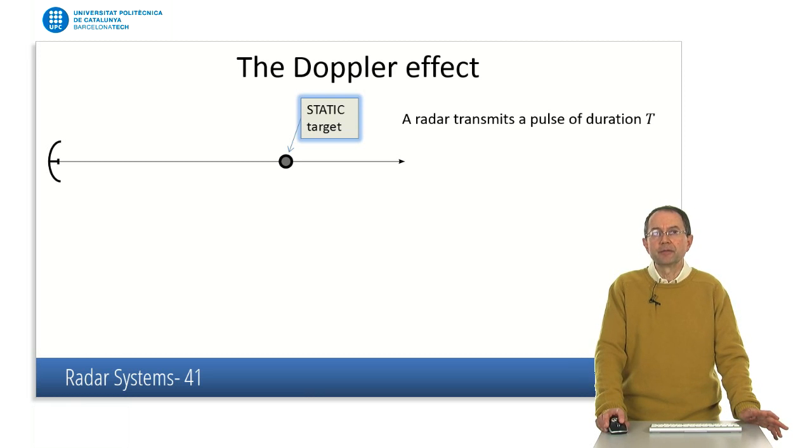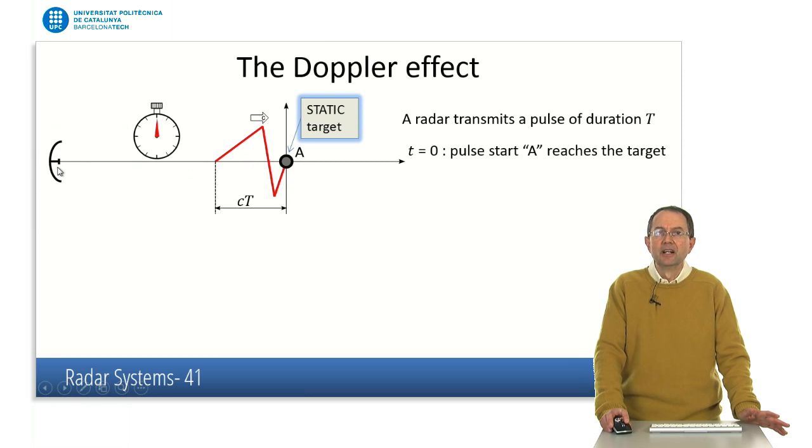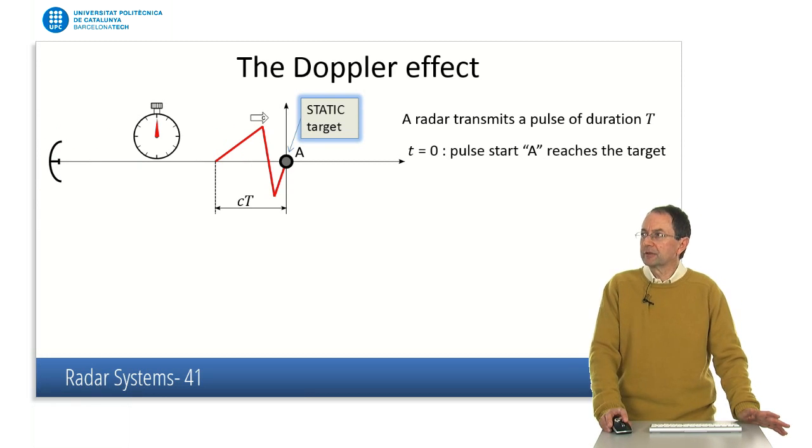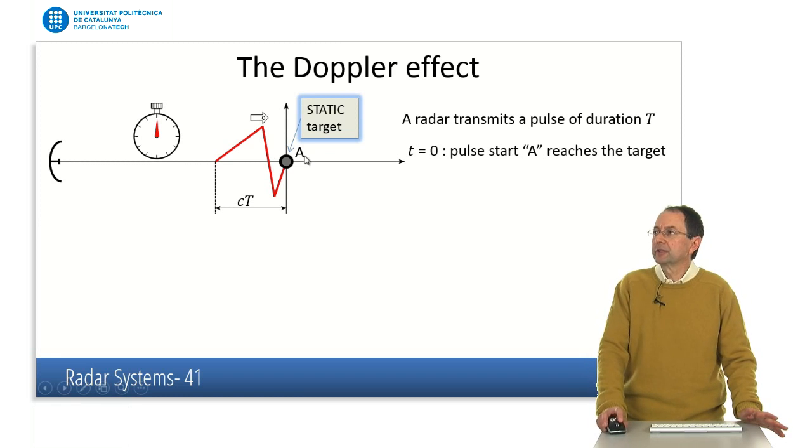We have here first a static situation. The target is not moving in this case. We have the radar here at the left. We transmit a pulse. The pulse eventually reaches the target. I use here a special shape of the pulse in order to see the symmetry of the pulse. This could be a radio frequency pulse or any other signal.